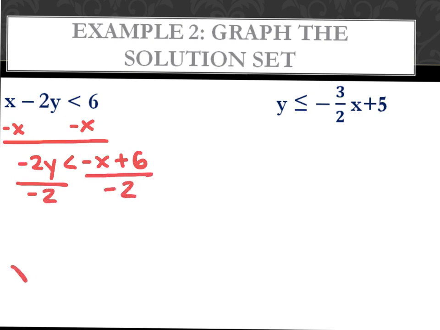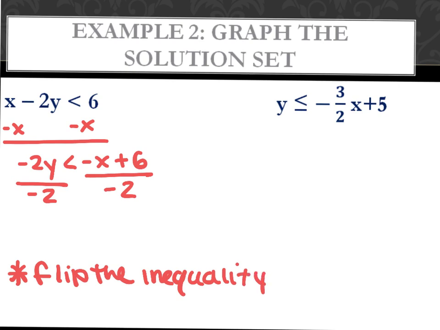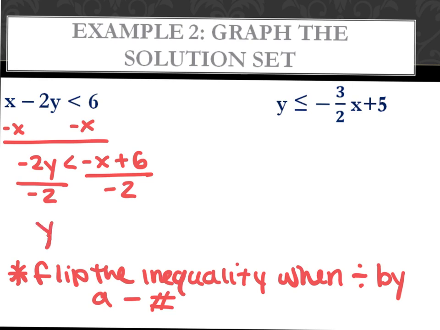Now the key thing is that you flip the inequality when you divide by a negative number. So in this case, our y will become just y. The inequality sign is going to flip directions. The negative 1 in front of the x, which is negative 1 over 2, will simplify to positive 1 over 2x. And 6 divided by negative 2 would become minus 3. And since the other equation is already solved for y, I don't have to do it for the other problem.